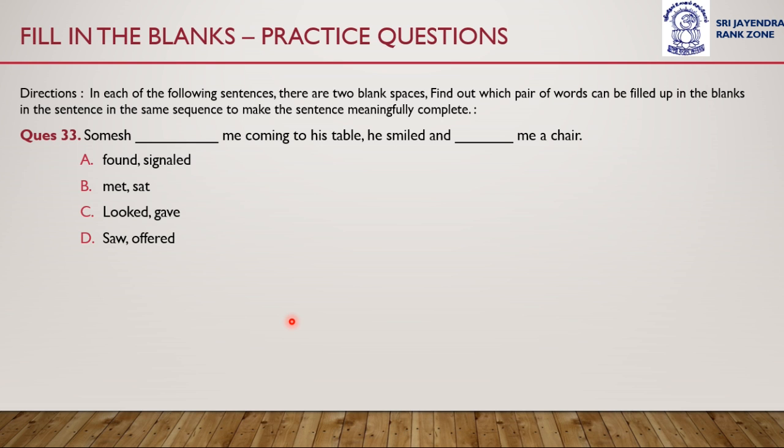Option A is found and signaled. Option B is met and sat. Option C is looked and gave. And option D is saw and offered. Somesh dash me coming to his table. He smiled and dash me a chair.